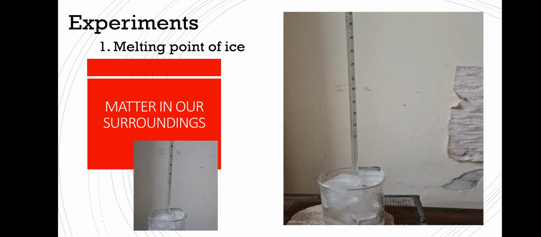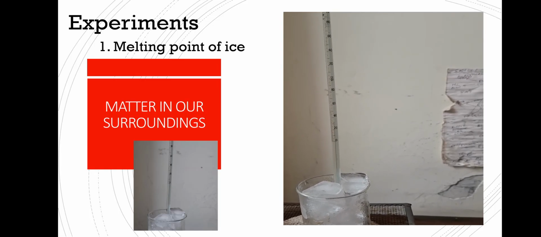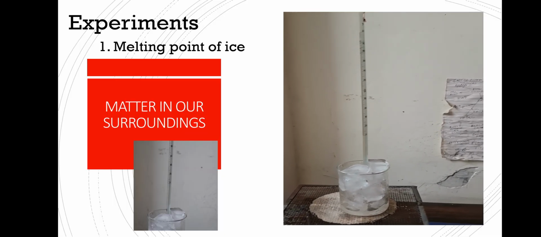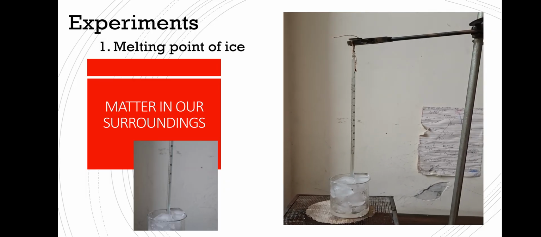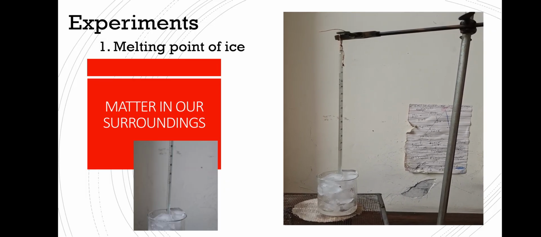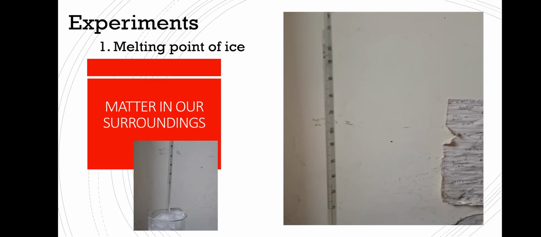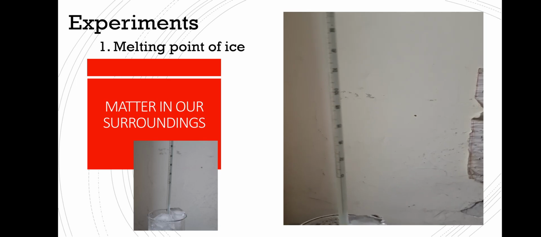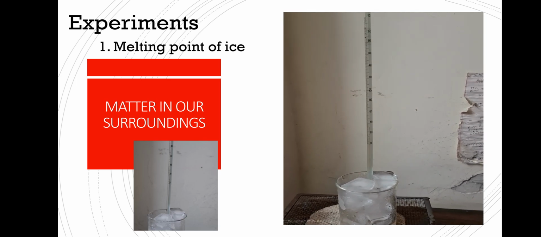So this is how I am showing you that, because first it was at room temperature, it will come down, and it is almost somewhere at 40 degrees Fahrenheit. Now it will come down and it will come to 32 degrees Fahrenheit, which is the melting point of ice.